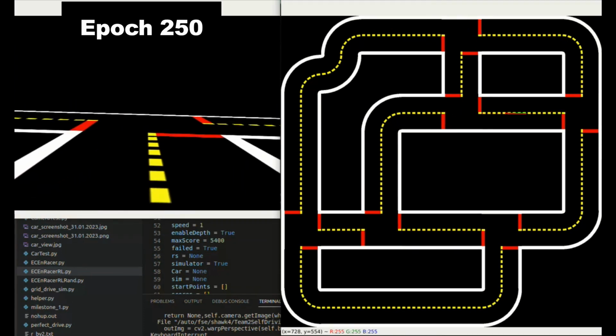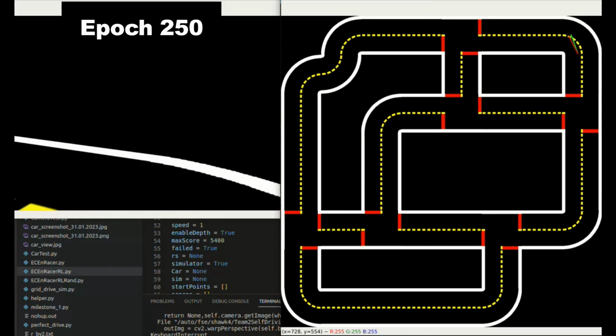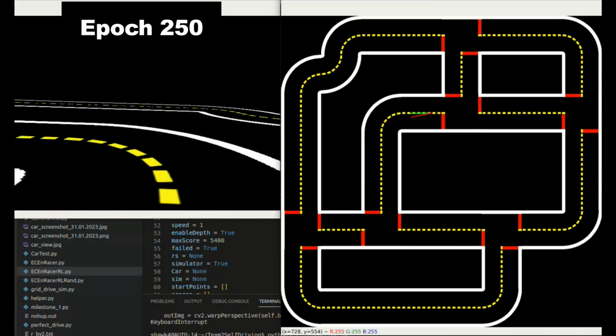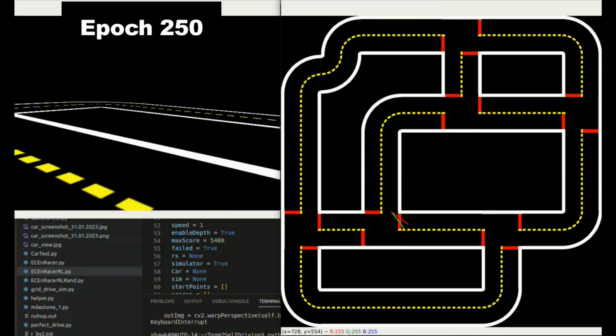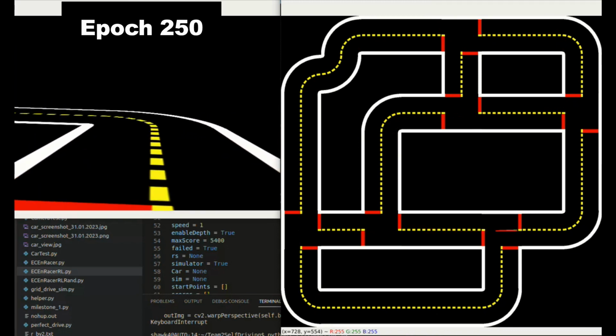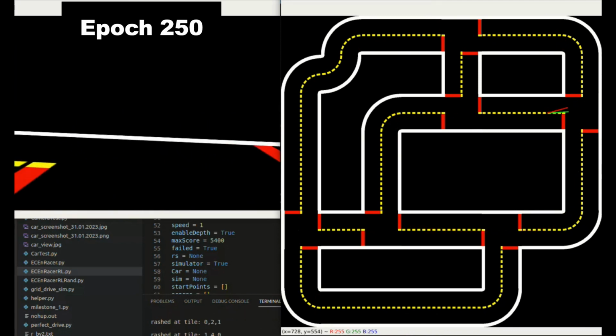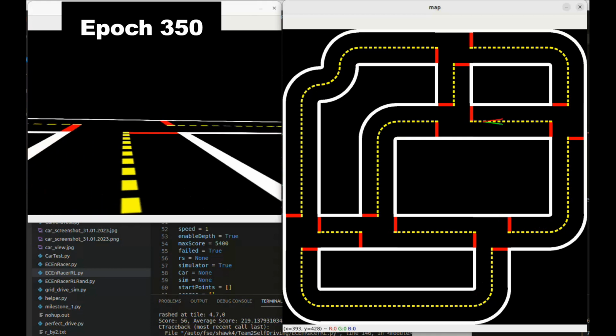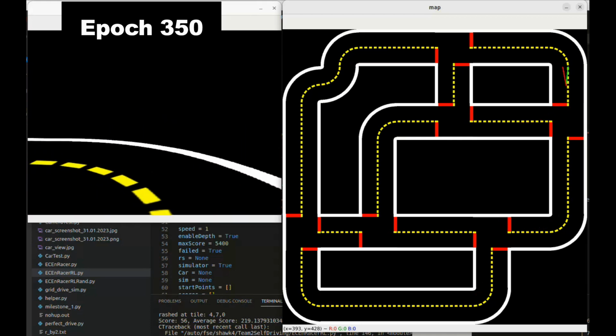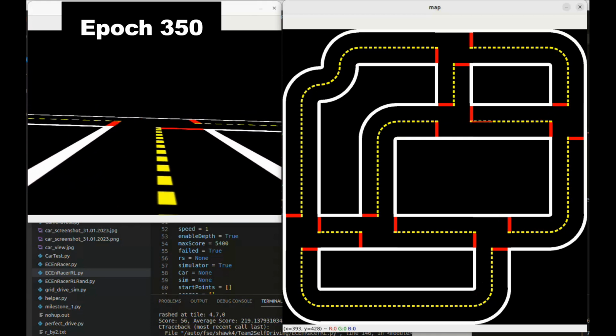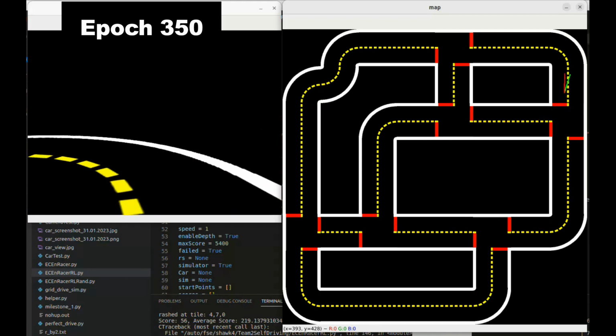At epoch 250, our model has learned to decide what to do, but struggles to make multiple decisions consecutively, as well as make turns with short notice. At epoch 350, the model has learned to take turns given short notice and can decisively turn at intersections.